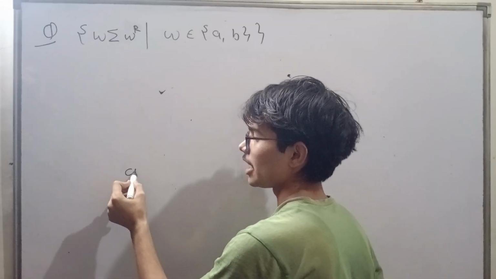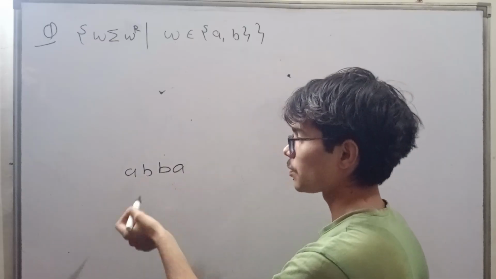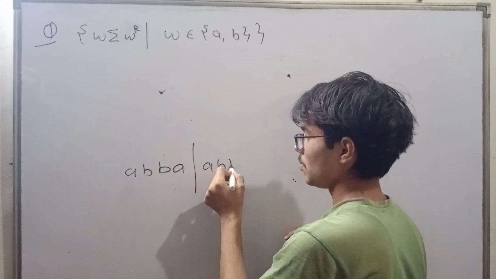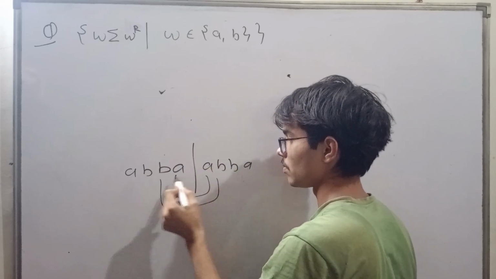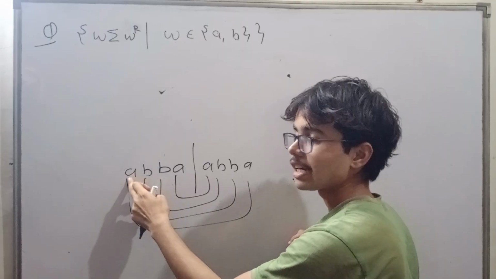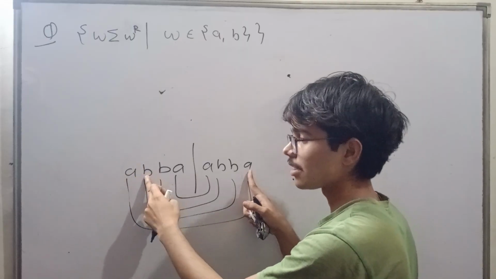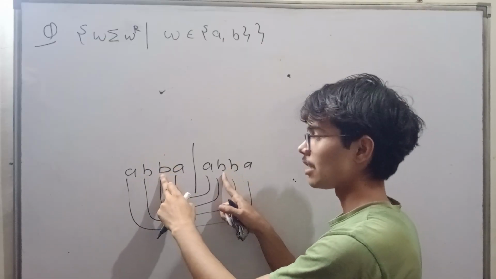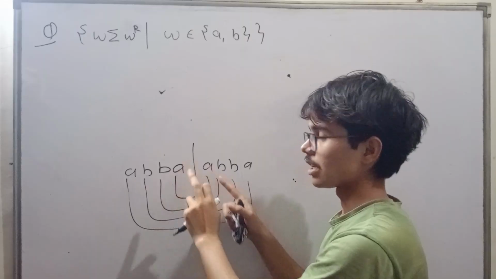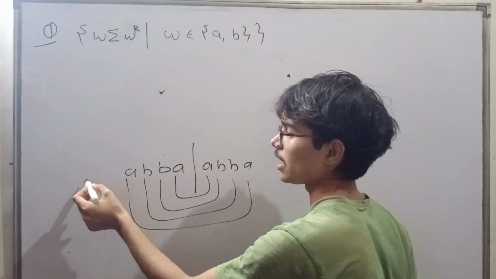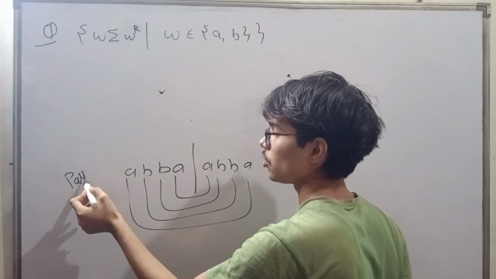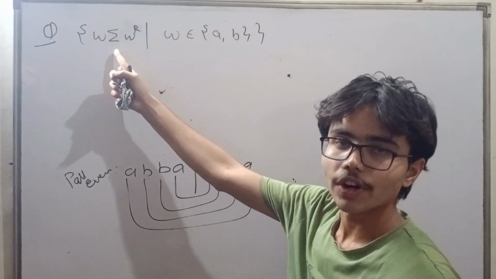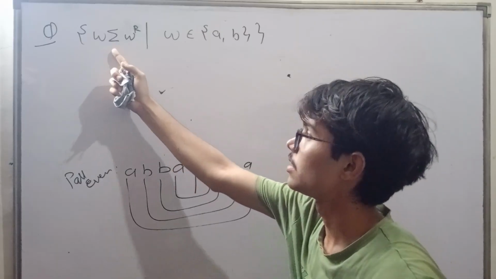If you write A B A B A, it is a palindrome, meaning the reverse is the same. Like A B B A. This is a palindrome. Your first letter is the same as your last letter, your second letter is the same as the second last letter, your third letter is the same as the third last letter, your fourth letter is the same as the fourth last letter. So this is our even palindrome. What type of palindrome is the other one? This is our odd palindrome.